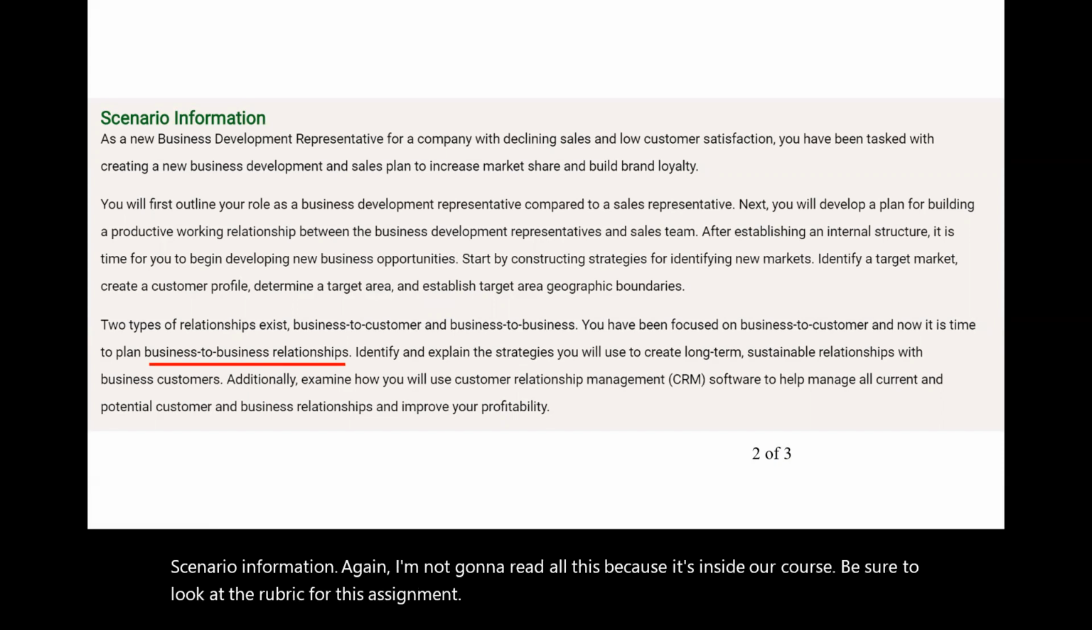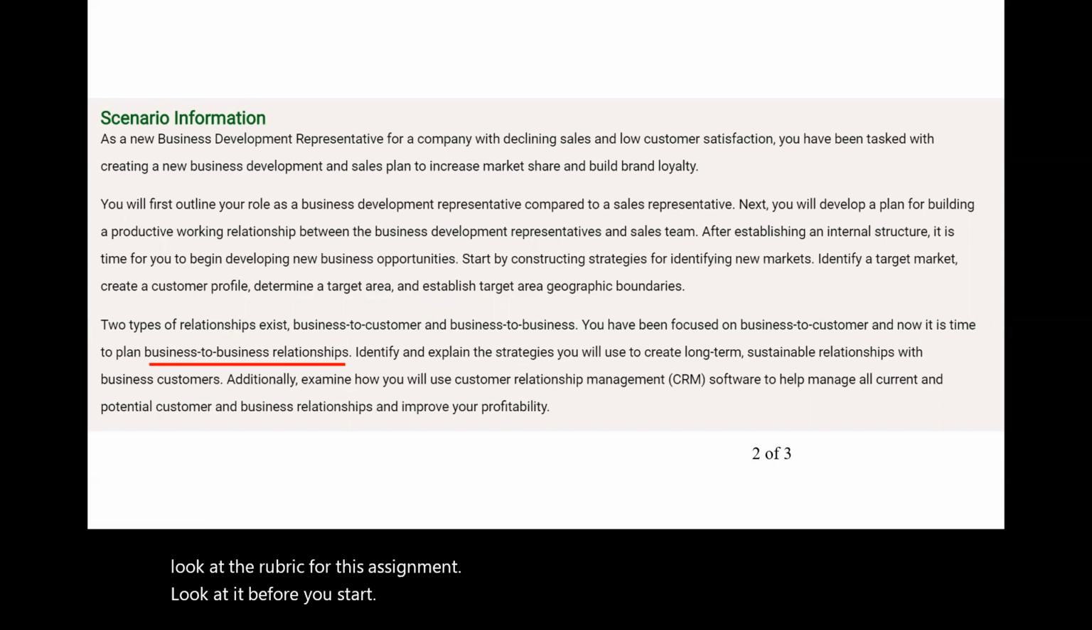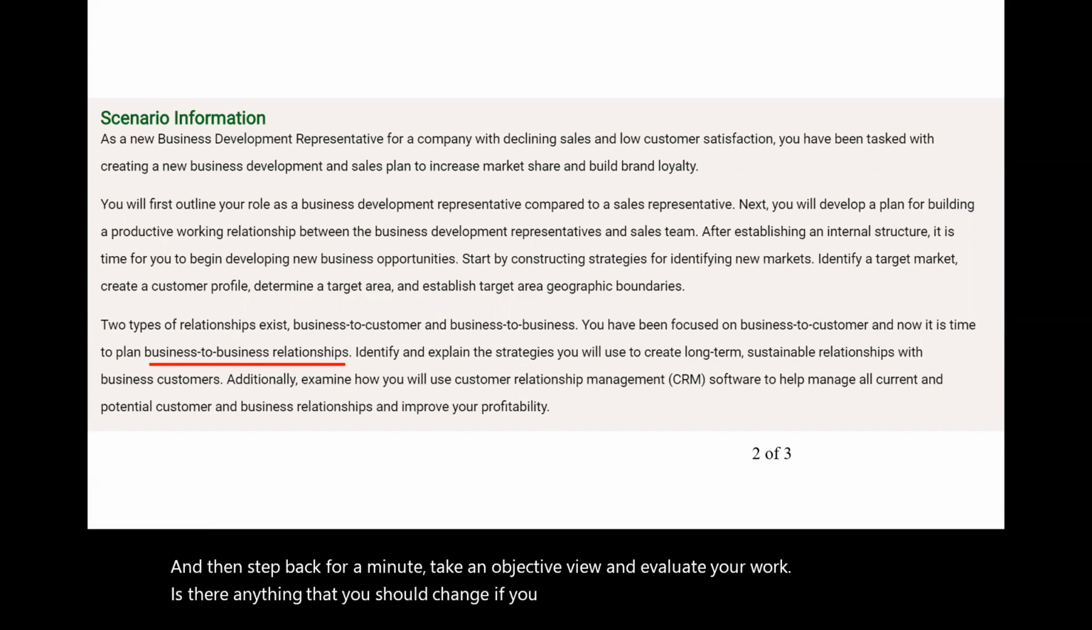Look at it before you start, during the time you're working on it, and then step back for a minute, take an objective view, and evaluate your work. Is there anything that you should change? If you do, stop, pause. You've got plenty of time. Make the changes, submit it, and score high.